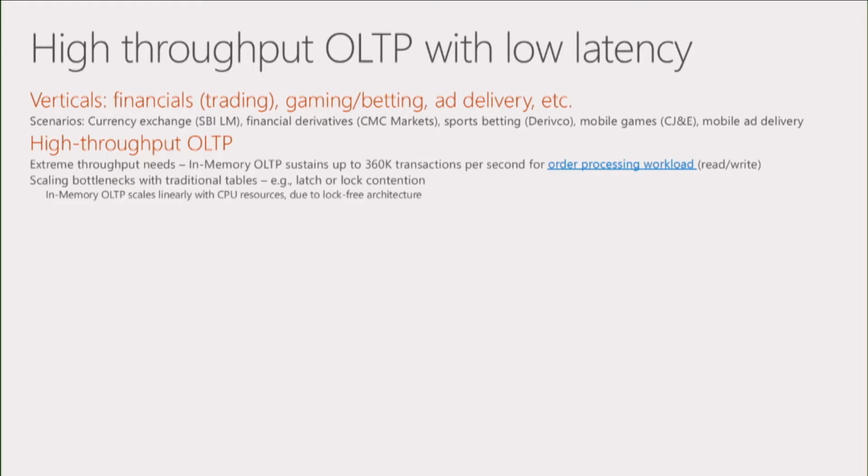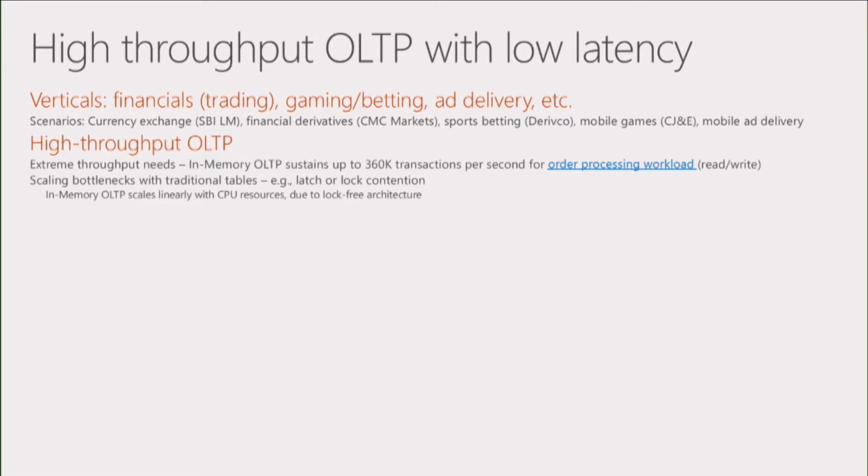So you think about high throughput OLTP. These are customers often with high throughput needs. In testing, with a more sophisticated order processing workload, we can see up to 360,000 transactions per second on a single server. And many of these customers come to in-memory OLTP when they see with their existing application that they reach some scaling bottlenecks, for example latch or lock contention. You don't run into these bottlenecks with in-memory OLTP because it's completely lock and latch free.